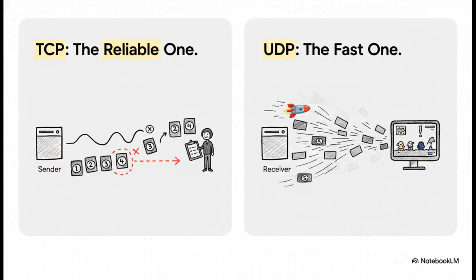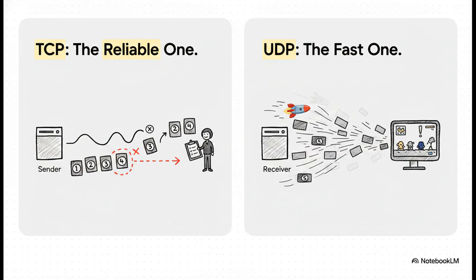So, at the transport layer, your apps get to choose between two main delivery services. On one hand, you've got TCP. This is the reliable one. Think of it like registered mail. It checks and double-checks to make sure every single packet arrives and that they're all in the right order. You wouldn't want an email with half the words missing, right? That's why email uses TCP.